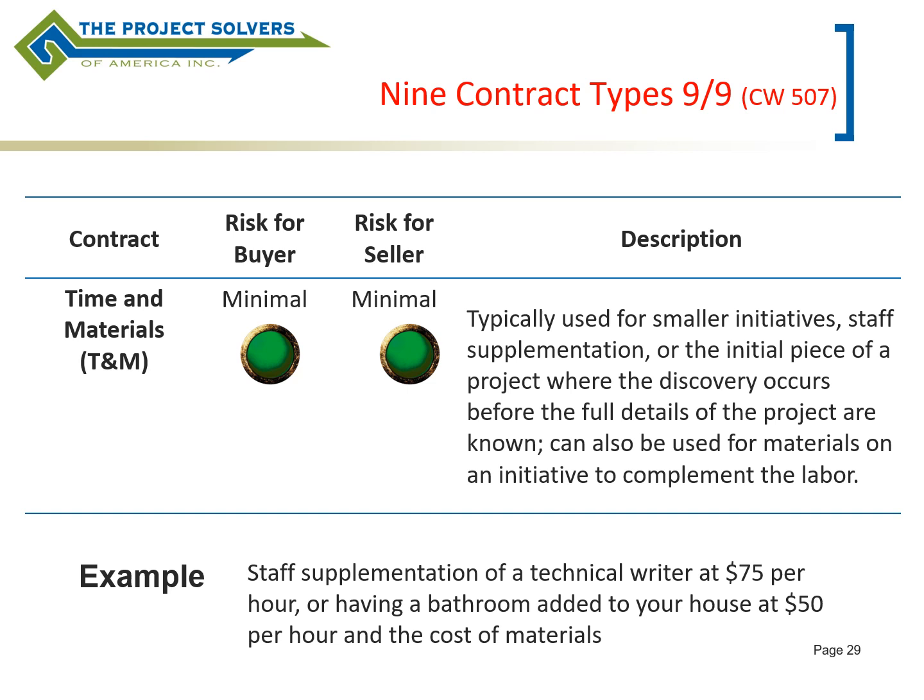So an example is buying, or supplementing your staff with, a tech writer at $75 an hour, or having a bathroom added to your house at $50 an hour plus whatever the cost of materials are.